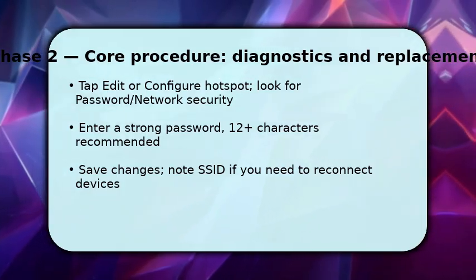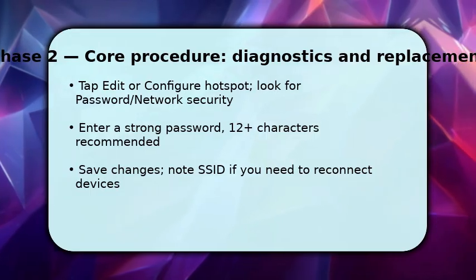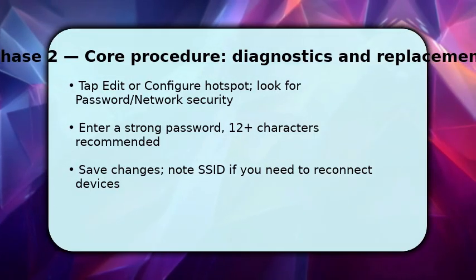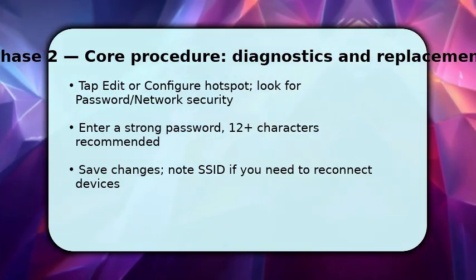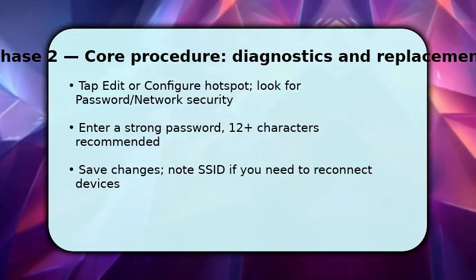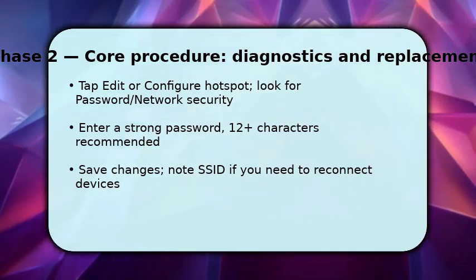You will see the current password masked. Replace it with a new, strong passphrase, ideally 12 or more characters, mixing letters and numbers. After typing, double-check by toggling the Show Password eye icon if available. Then press Save or Apply.